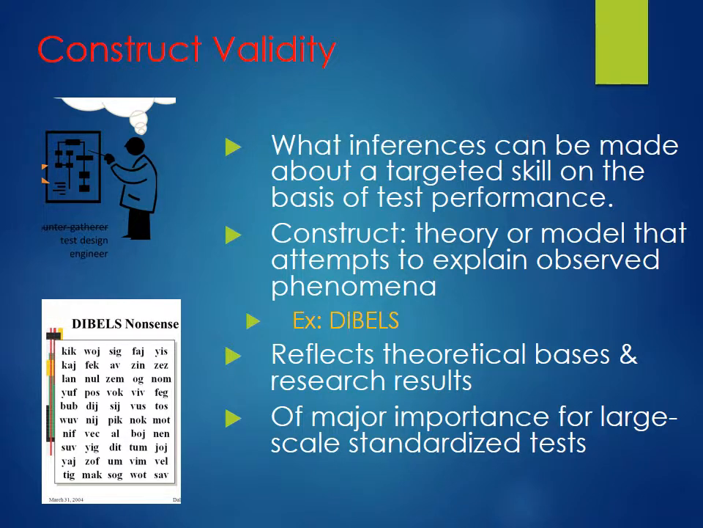Okay, so we've discussed content validity. We've talked about criterion validity, which has to do with correlating the test scores with the assumed level of performance of the test taker. And now we want to talk about construct validity. This has to do more with the design of the test itself and the theories and hypotheses that drive that design. So the question we want to ask is, what inferences can we make about a targeted skill on the basis of the test performance?